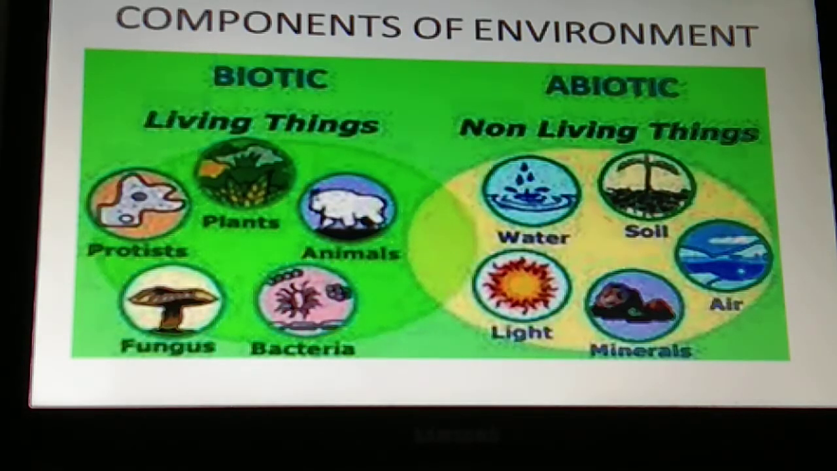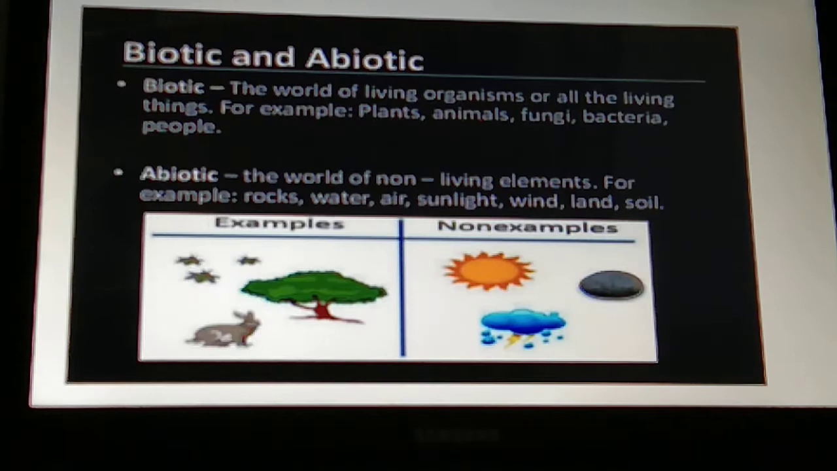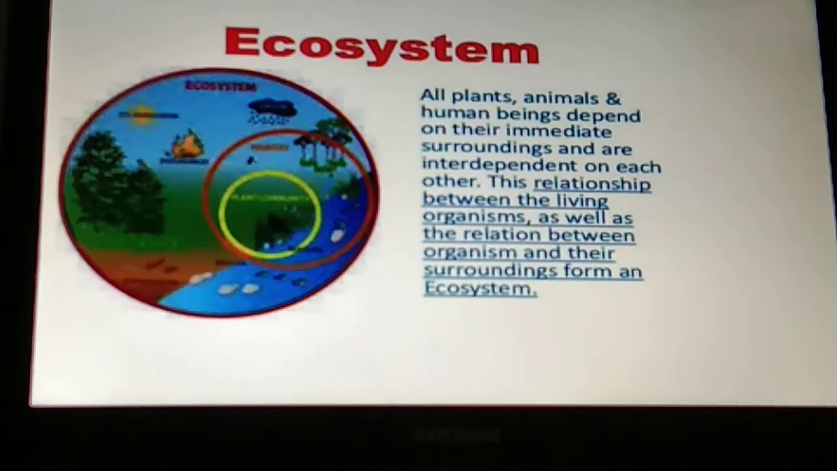Basically our natural environment consists of two components, biotic and abiotic. Biotic components include living organisms like plants, animals, bacteria, and on the other hand, abiotic components include non-living things like water, soil, minerals. So biotic components include the world of living organisms, all the living things, and on the other side, the abiotic natural environment consists of all non-living things like air, water, rock, etc.